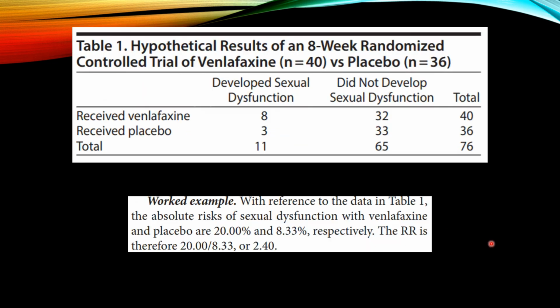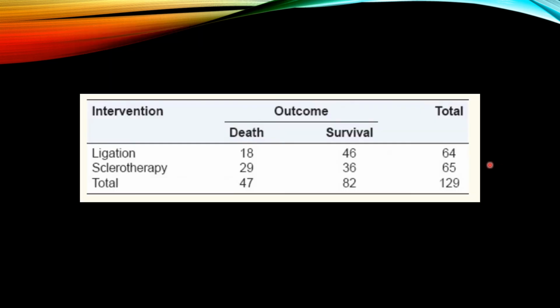So this shows a study that was designed to highlight the differences between those who are taking the medication and those who have taken placebos. So the relative risk in this case is 20 over 8.33, or 2.40. I hope you remember how to calculate RR. This is just additional information that you can use to calculate the relative risk.